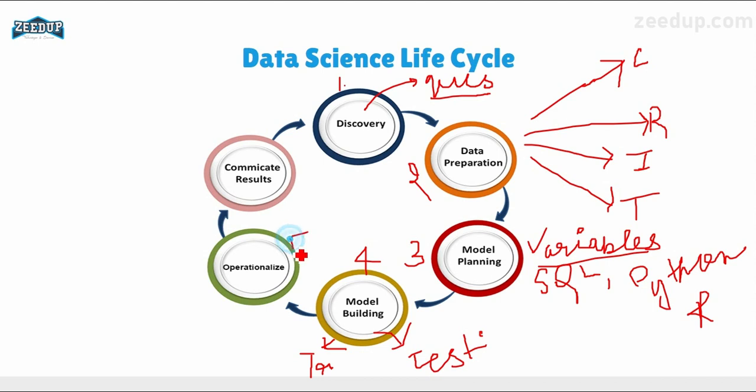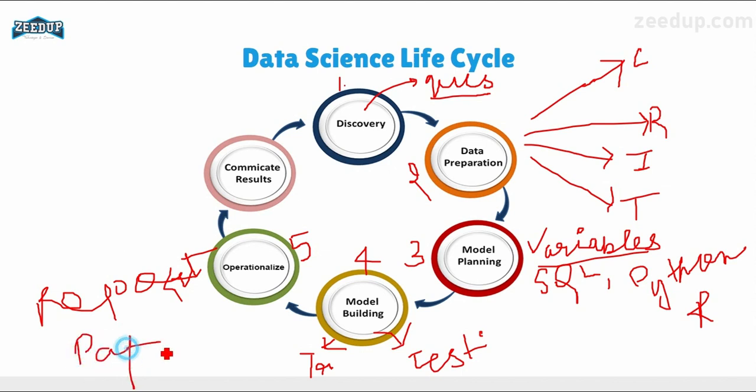The fifth phase is operationalize. In this phase, the final reports of the project are delivered. So it is used for report generation. The reports are generated, any kind of briefings you have, any kind of documents you have. So basically all the paperwork is done in this phase.